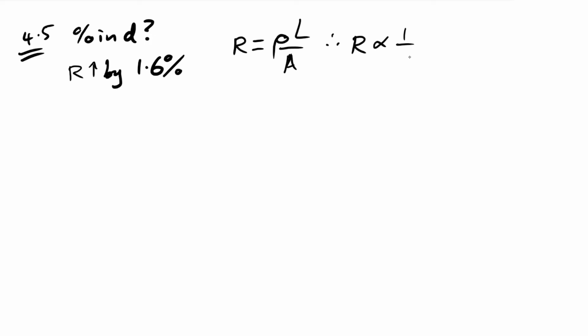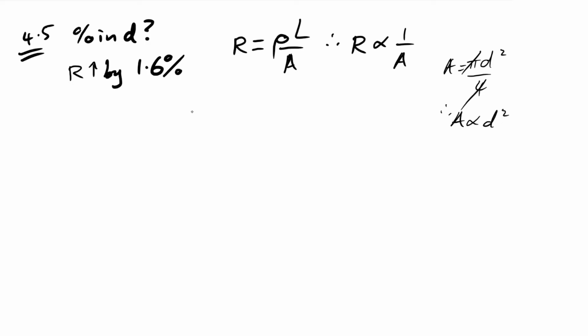Therefore, we can say that resistance is inversely proportional to the area because we're saying that resistivity and length are constant. Okay, but here's the thing. We're actually not looking for resistance. We're looking for diameter, how it affects diameter. We know that area is equal to pi d squared over 4. So that means that area is proportional to d squared. We don't care about the constants there.